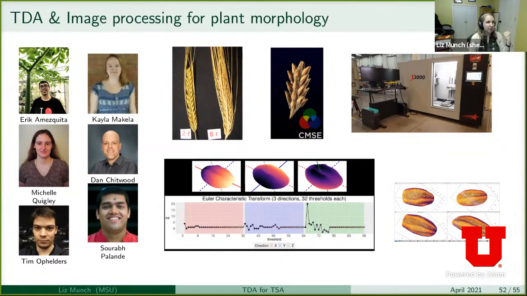And so he has this beastly scanner. This picture was taken before they literally built a room around this giant box. This giant box is a giant lead box that is very, very heavy and is in the basement of the plant biology building. And he puts various plants into this scanner and we get all sorts of lovely 3D X-ray CT scans of plants.